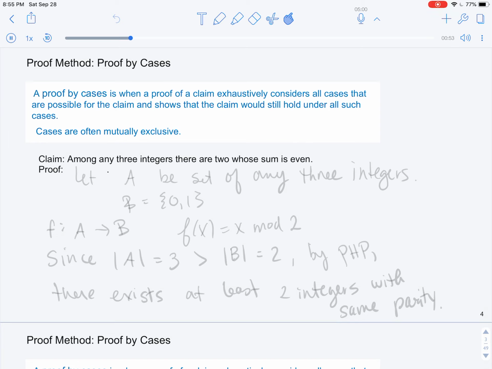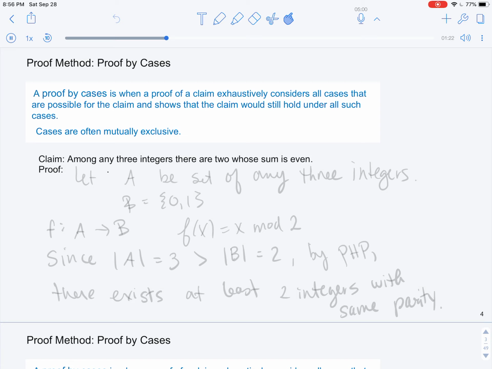We're going to use a proof by cases in order to show the following claim. Among any three integers, there are two whose sum is even. In order to do so, we will use the pigeonhole principle. But first, we need to recall that any integer has a parity, which is whether it's even or odd, and that if two integers have the same parity, their sum will be even.